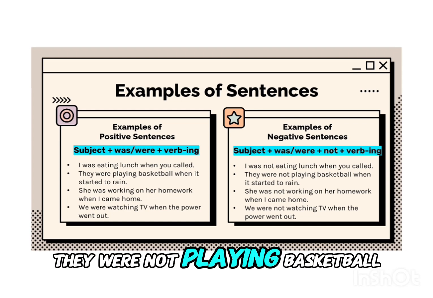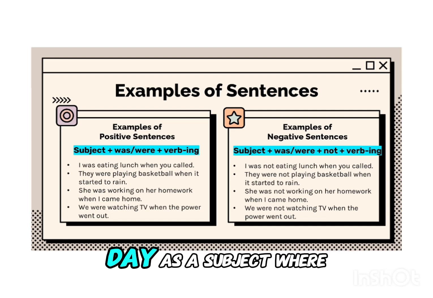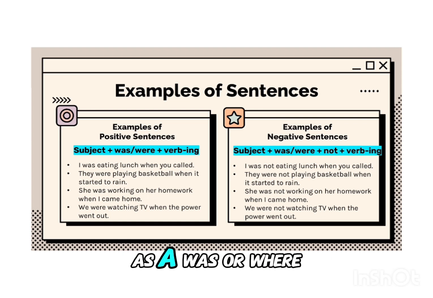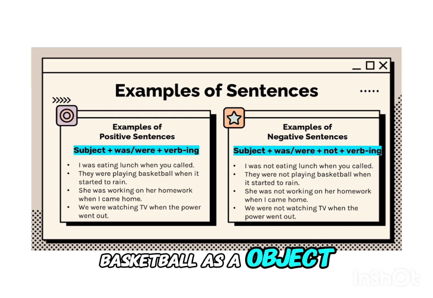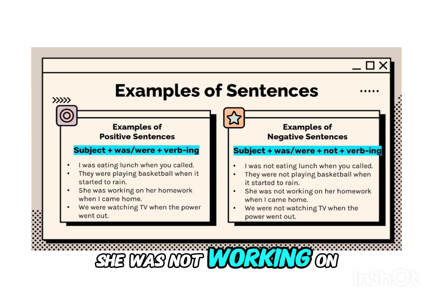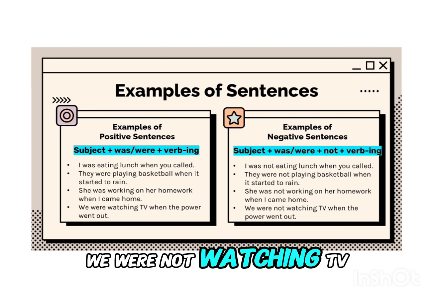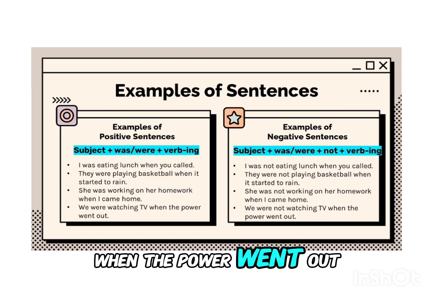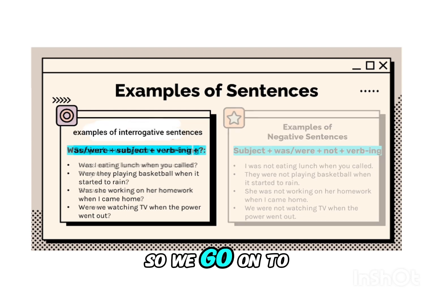They were not playing basketball when it started to rain. They as a subject, were as was or were, not as not, playing as a verb ing, basketball as the object, when it started to rain as the complement. And so on. She was not working on her homework when I came home. We were not watching TV when the power went out, and so on. So we go on to the next.